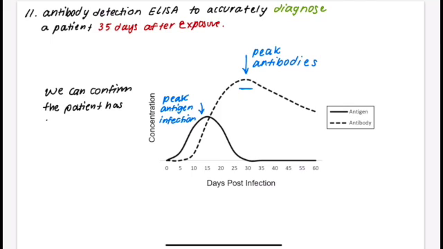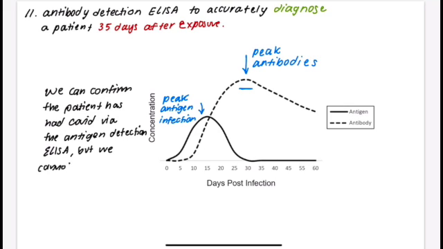And we can confirm that they have in fact had COVID due to the actual presence of antibodies. However, due to the fact that they have had a prior infection, ELISA can determine this. But we cannot confirm that or diagnose the patient with COVID, since it's now 35 days after exposure, and the infection period has in fact passed now that we're on day 35.